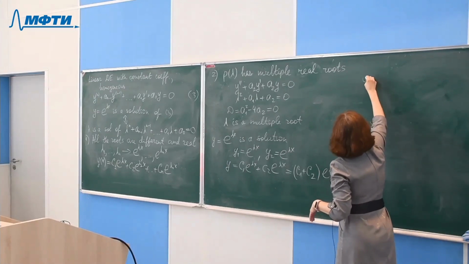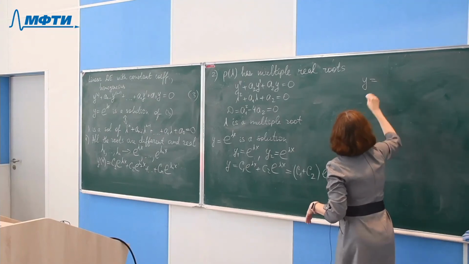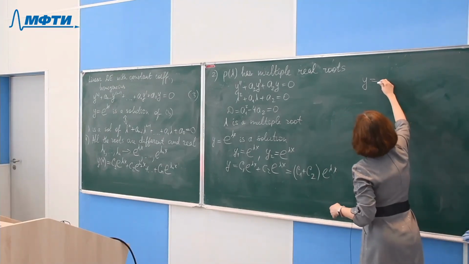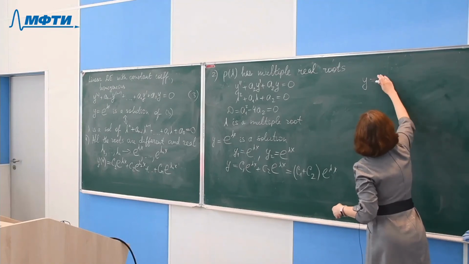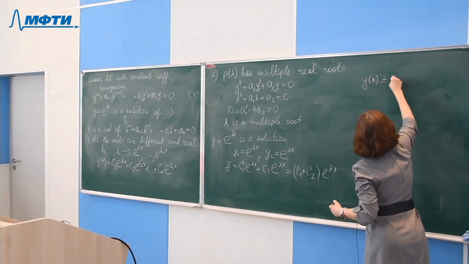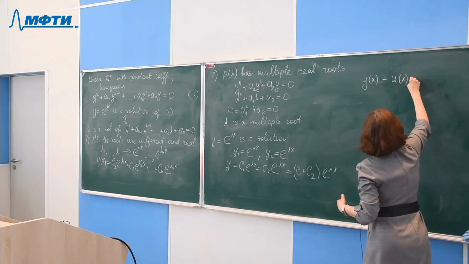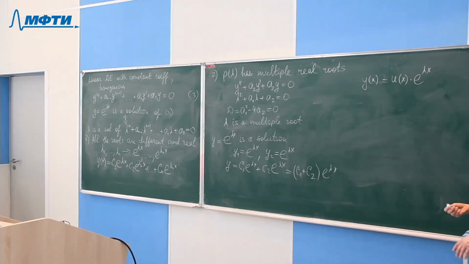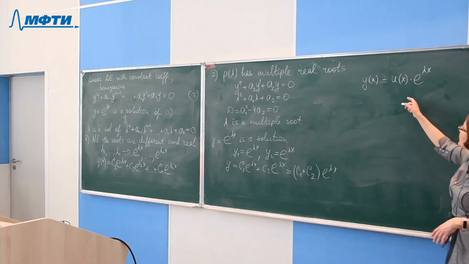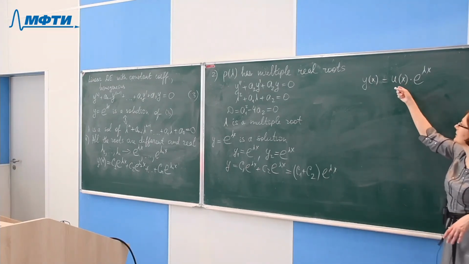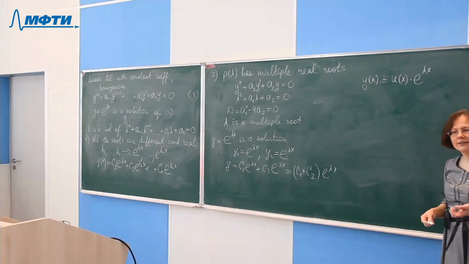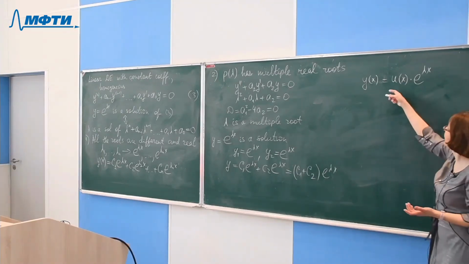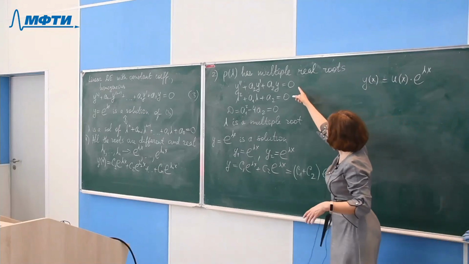Let's start with the following. We will look for the second solution represented in the form, let it be some function u, so y of x equals u of x times e to the power lambda x. And we want to find the function u of x. Let's substitute this into our original equation.